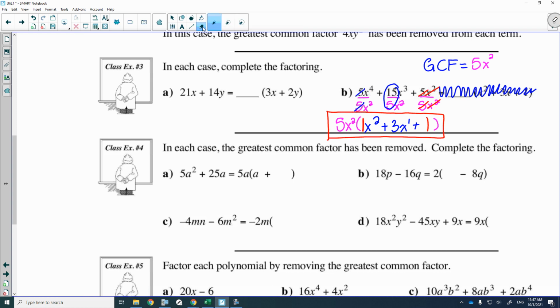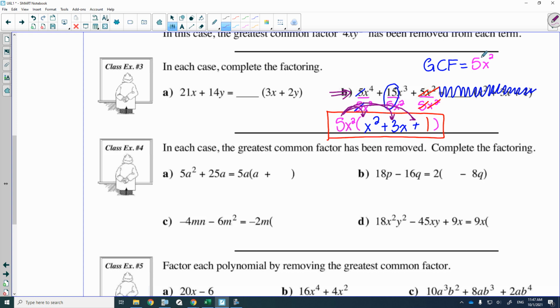You could get rid of, if you want to, the invisible 1 there, and I actually don't need this. And then if you really wanted to, you could check: did I do this correctly? You simply have to redistribute that back in, and you will get that original question. It will be identical.